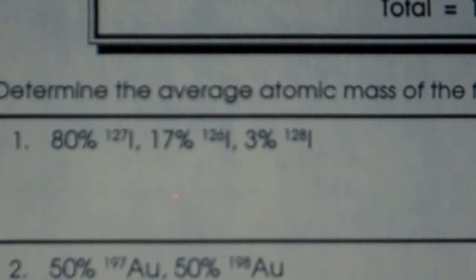Here's our next sample problem. This is on the sheet that you have. The first problem, we have 80% of iodine with a mass of 127. Notice the number is in a different location, but that's still the mass. Then we have 17% of iodine with a mass of 126. And then we have 3% iodine with a mass of 128. Here's our next sample, and then you're going to do the last one on your own. Make sure you write down all the information, work this problem out, and then you're going to show the last one in class. Here we go.